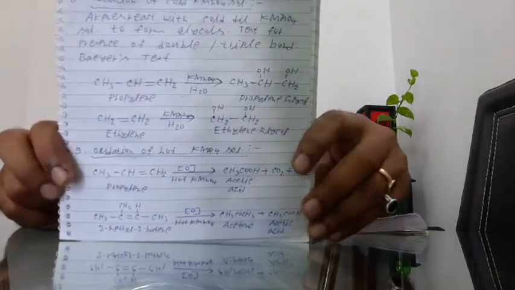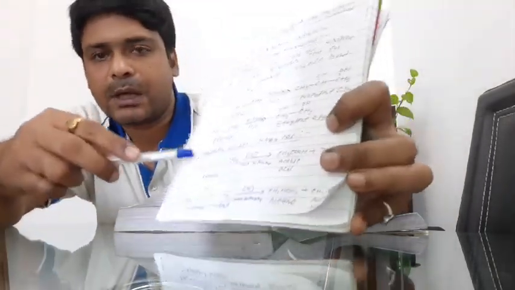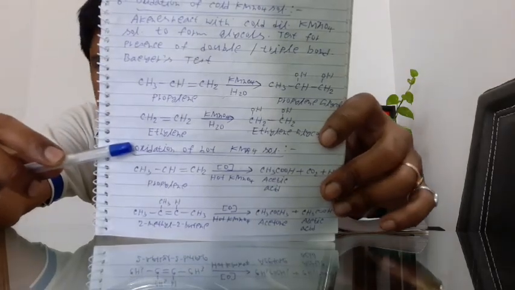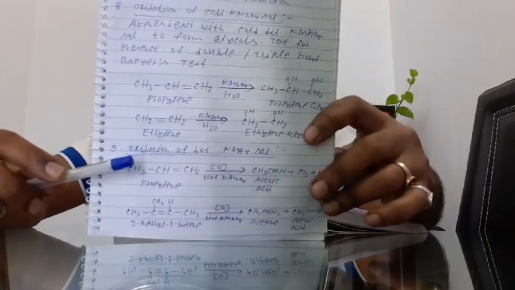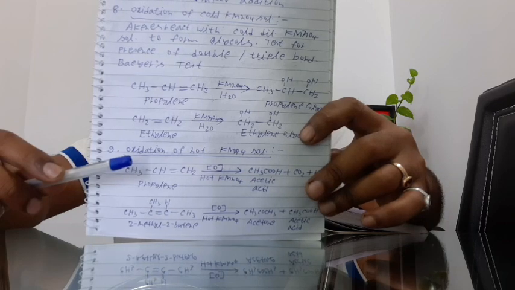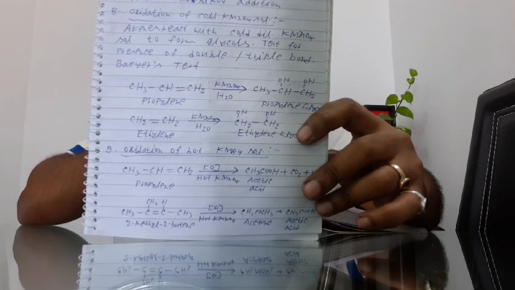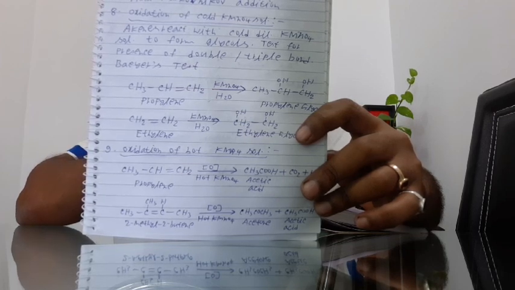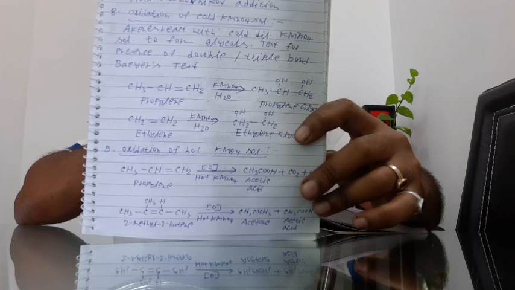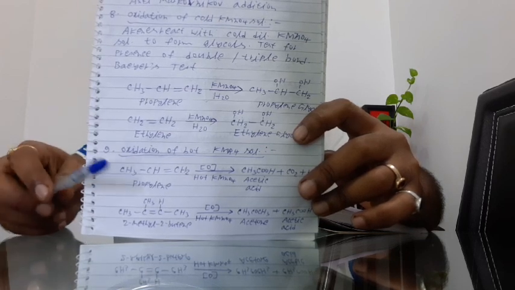What happens when any alkene reacts with hot potassium permanganate solution? At that time our next point will be the oxidation by hot potassium permanganate solution. At that time what will happen? One acid and or one ketone. And or means either one acid, or one acid and one ketone, both will be formed. Then I have given two examples.